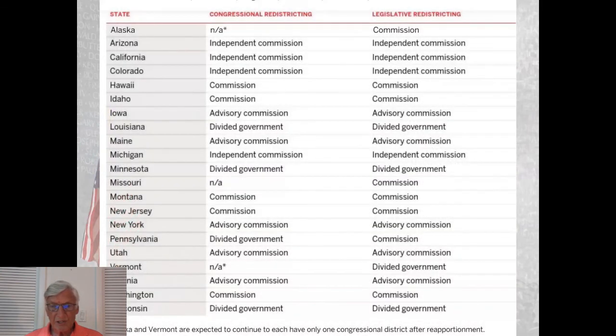Now, this is a little list of the places where they do not have the legislature make the decision. Many of them have independent commissions of one kind or other, sometimes a commission that's not independent. Some, like Minnesota, have divided government. The Senate is Republican, the House is Democrat, and the governor is Democrat. So that's divided government. So they have to come together eventually in order to reach a solution.